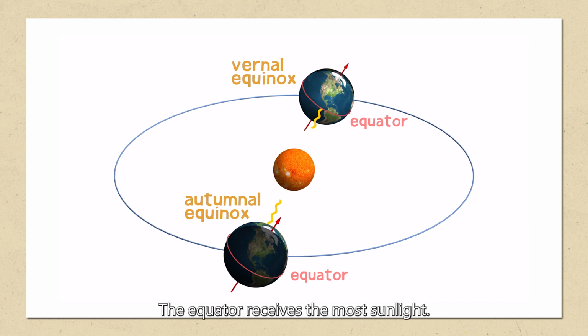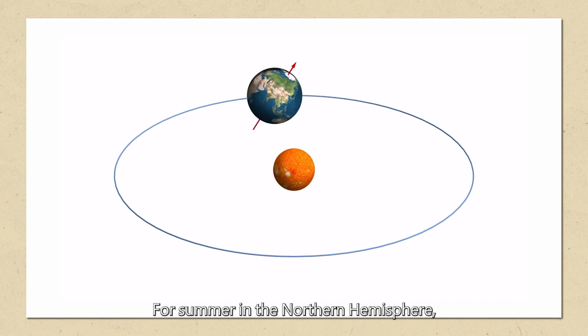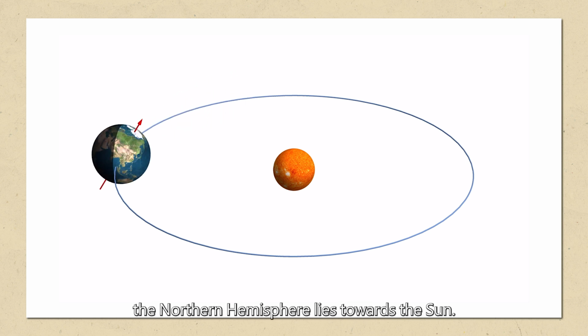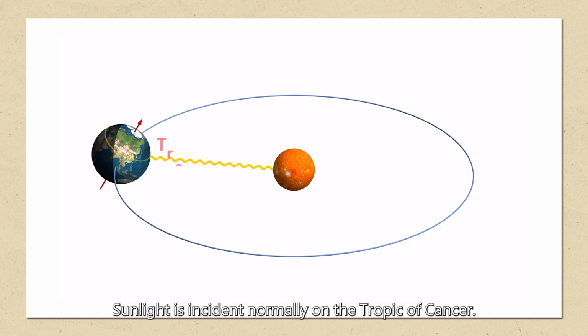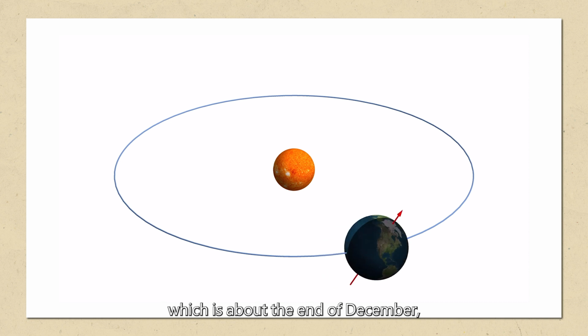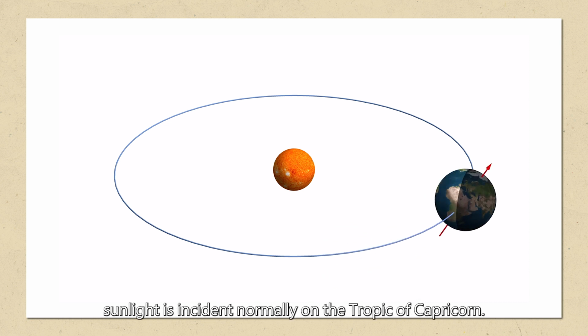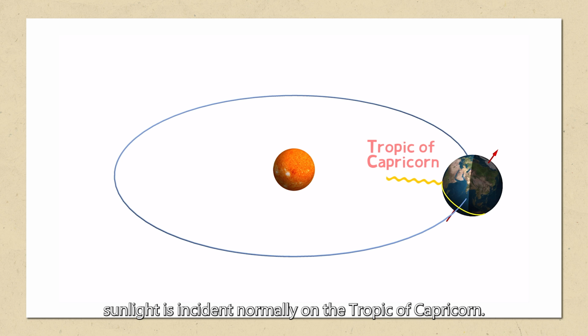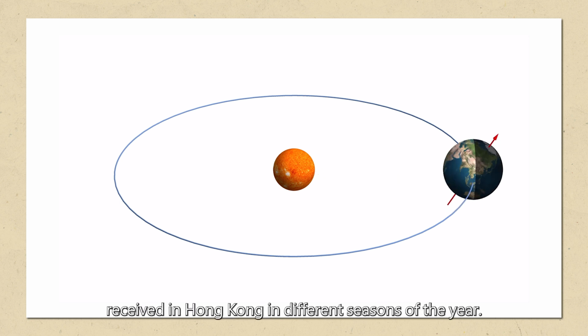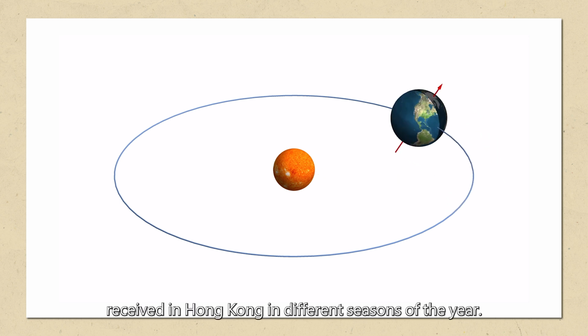The equator receives the most sunlight. For summer in the northern hemisphere, which is about the end of June, the northern hemisphere lies towards the sun. More sunlight reaches the northern hemisphere. Sunlight is incident normally on the Tropic of Cancer. For winter in the northern hemisphere, which is about the end of December, sunlight is incident normally on the Tropic of Capricorn. The northern hemisphere receives less sunlight. These factors affect the amount of sunlight received in Hong Kong in different seasons of the year.